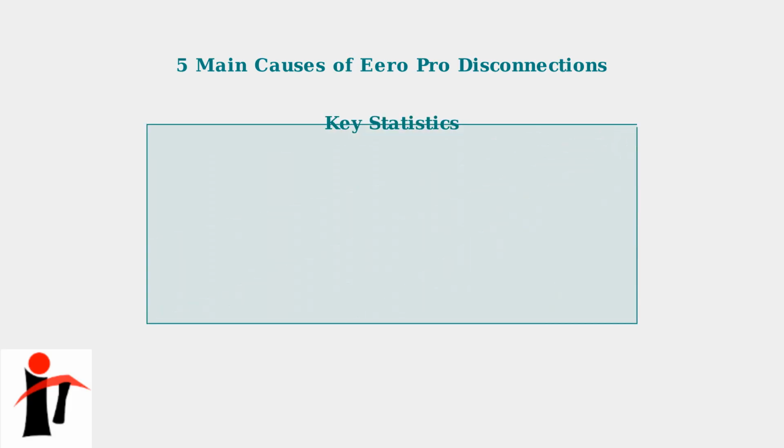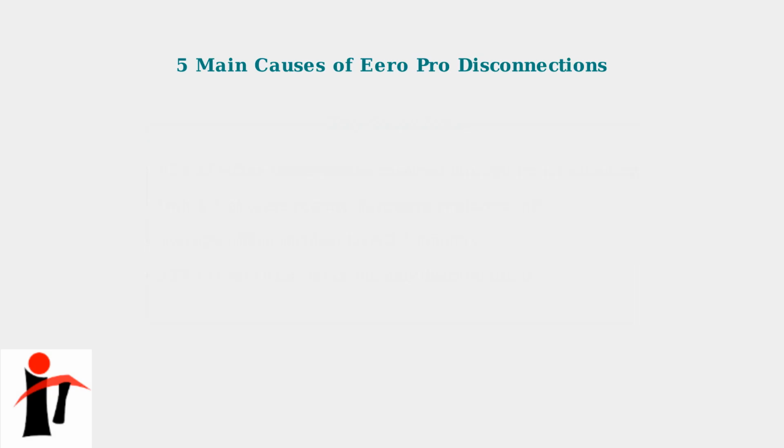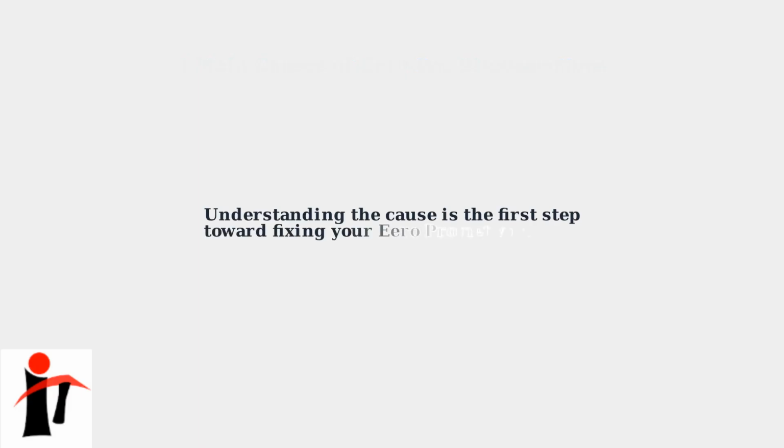Understanding these root causes gives you the foundation to diagnose your specific Eero Pro issues. Research shows that 85% of offline problems can be resolved through proper troubleshooting, and only 8% of cases actually require hardware replacement. Now that you understand the main causes behind Eero Pro disconnections, you're better equipped to identify what might be affecting your specific network setup. This knowledge is essential for effective troubleshooting and getting your network back to reliable operation.